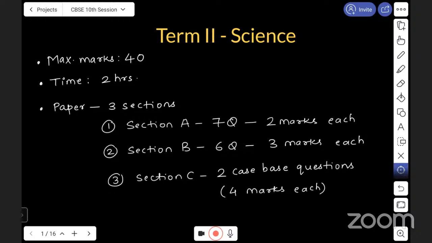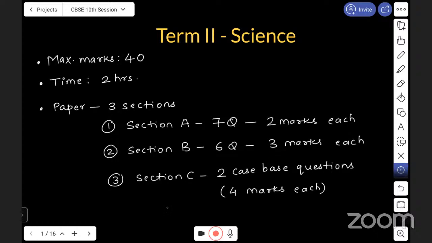So your science paper will be of a total of 40 marks, and you will get 2 hours to solve this paper. The entire paper will have all 3 subjects of science, that is physics, chemistry and biology. The paper will consist of 3 sections, A, B and C. Section A will have 7 questions, question number 1 to 7, each 2 marks. Next, in section B, you will have a total of 6 questions and each question will carry 3 marks.